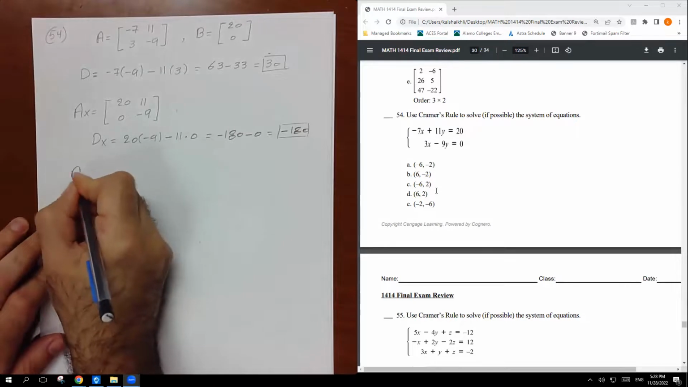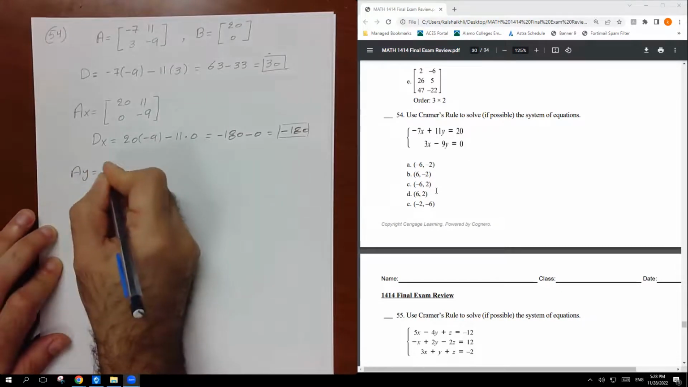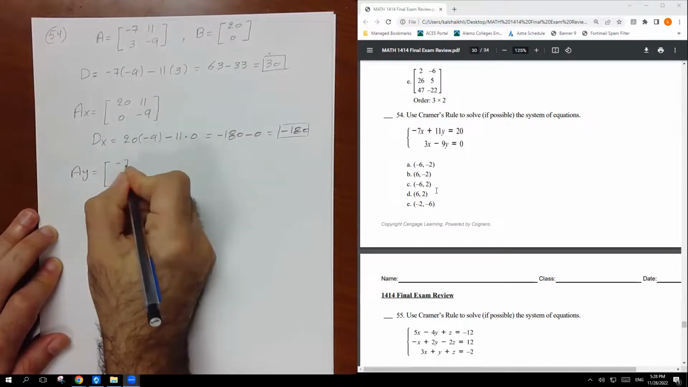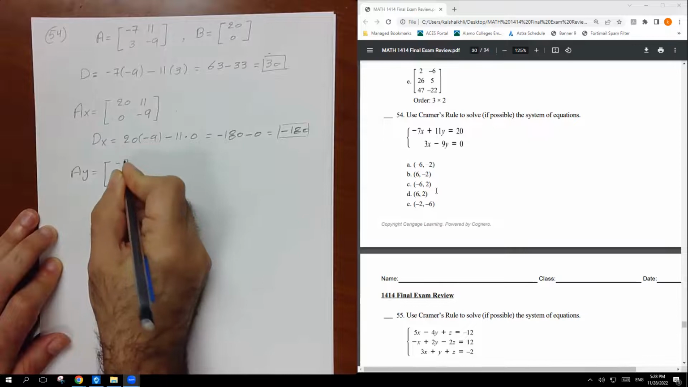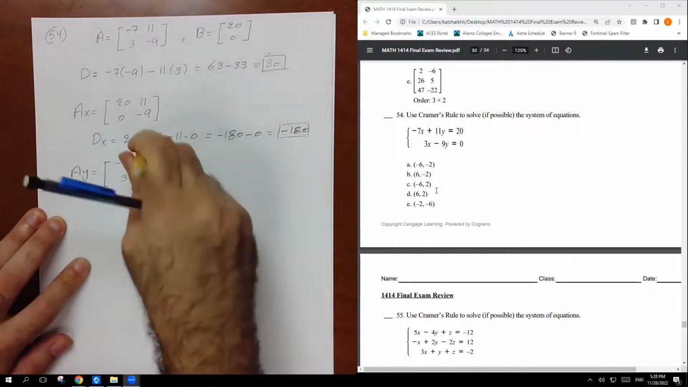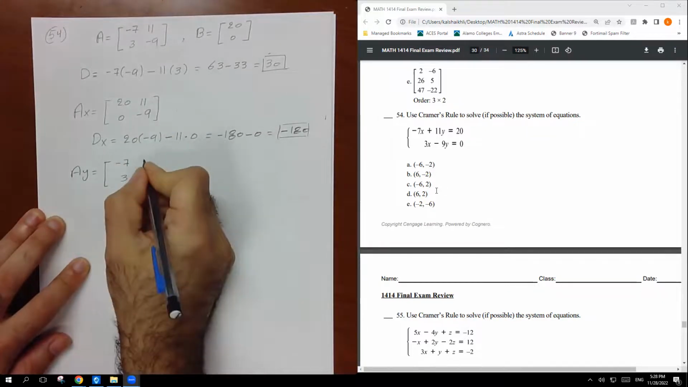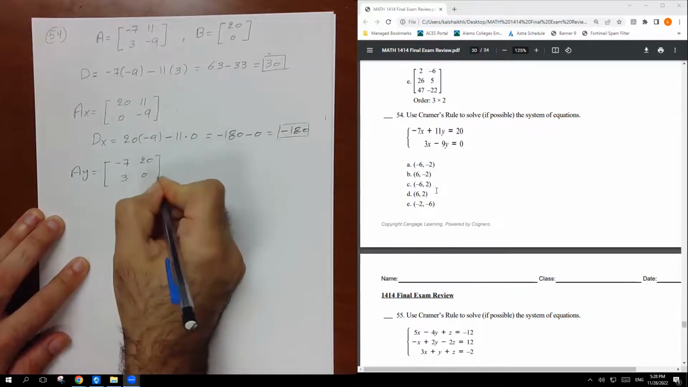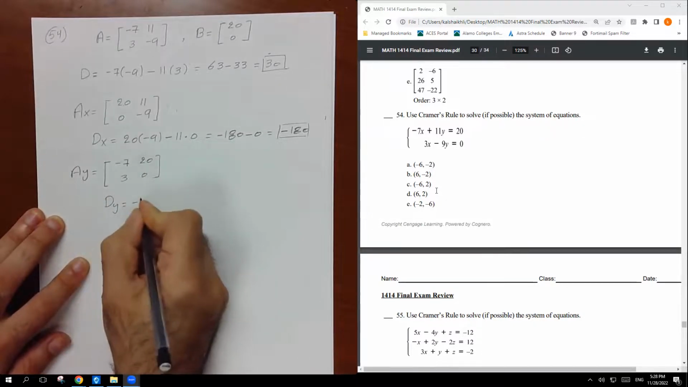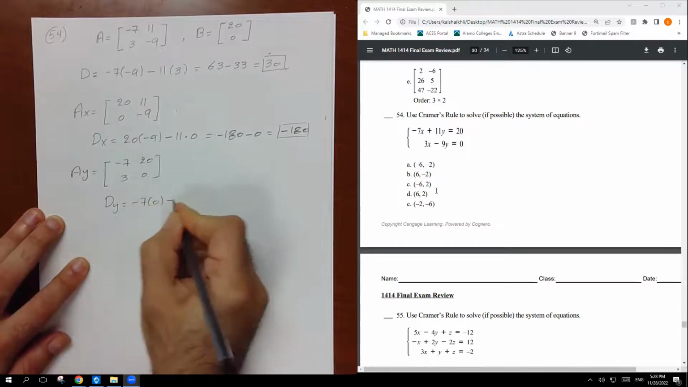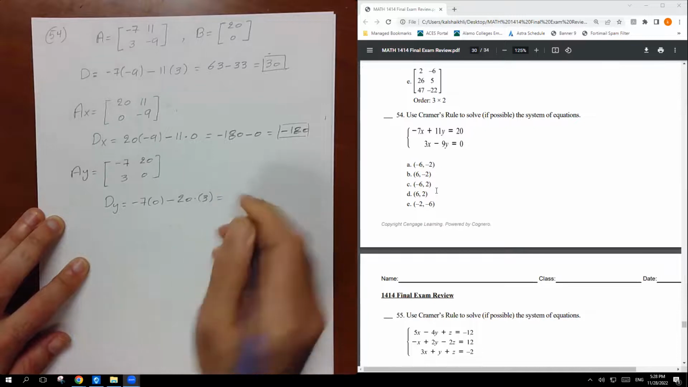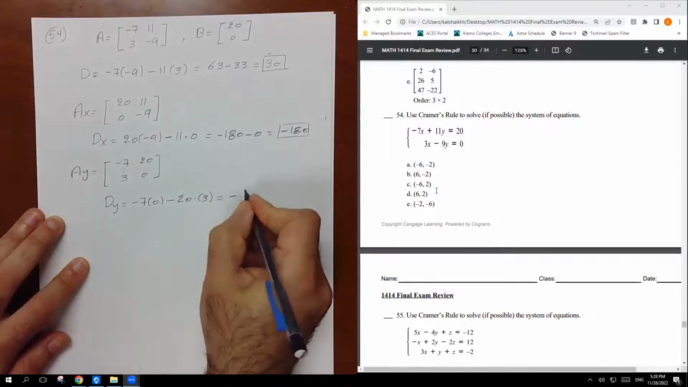Now A sub Y is going to be, going to change this one with the second column. So negative 7, 3, 11, and with the second one, so it's going to be 20 and 0. So D sub Y is going to be negative 7 times 0 minus 20 times 3. And the result, this is 0, so it's going to be negative 60.